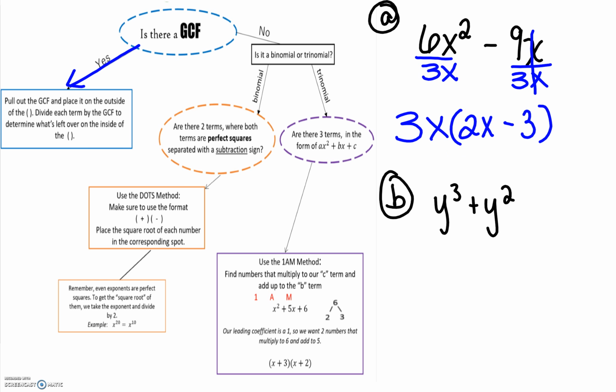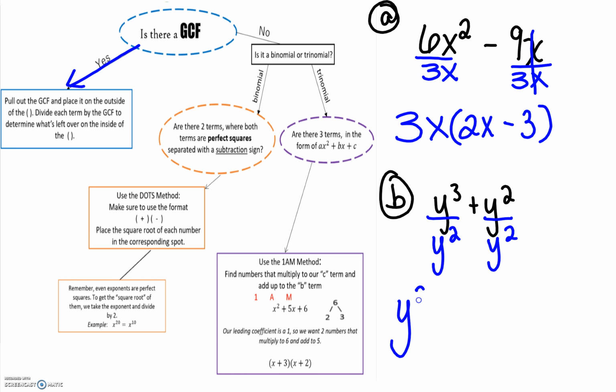Okay, for the next one, we have y to the third plus y squared. So we're going to go coefficient to coefficient, but we don't have any. So now we're going to go variable to variable. So we're going to look at our first term, which is y to the third, and our second term, which is y squared. So the smallest amount of y's that both have is y to the second. So our GCF is y to the second.